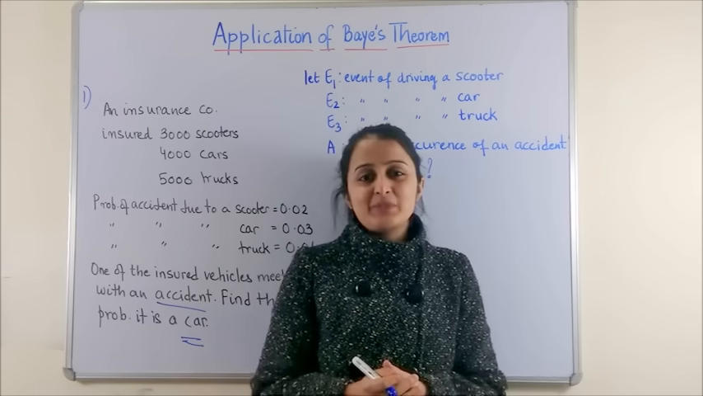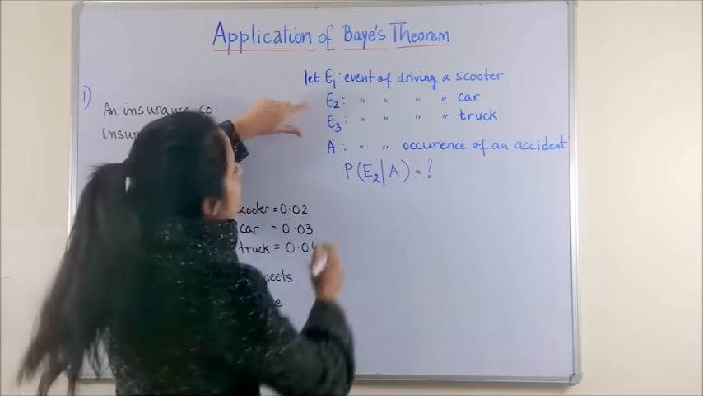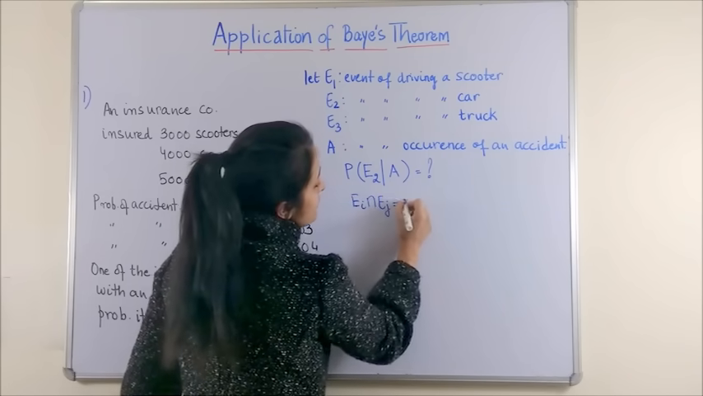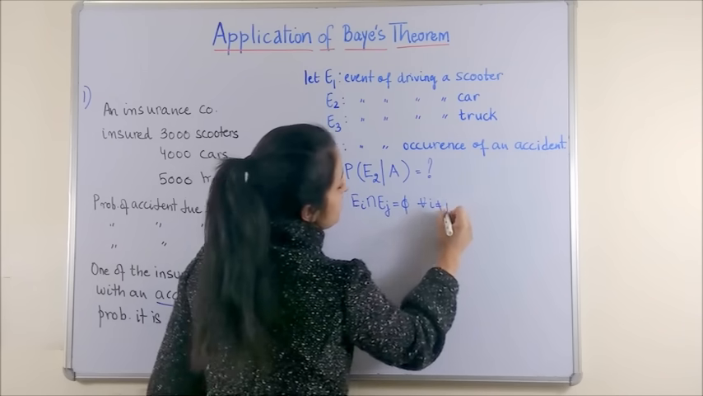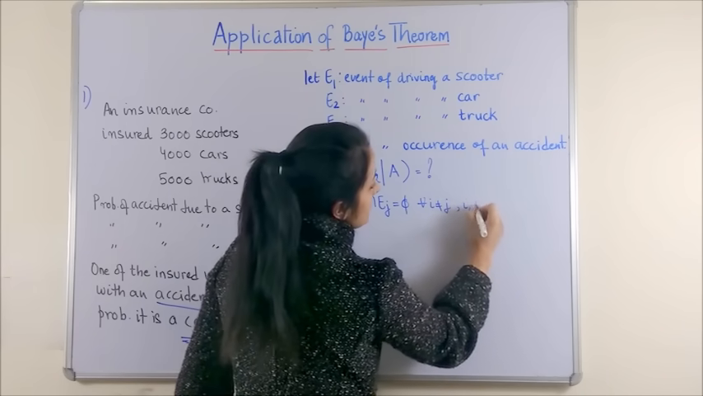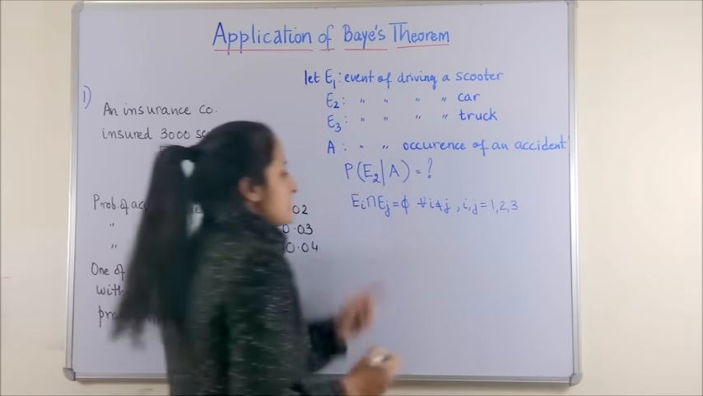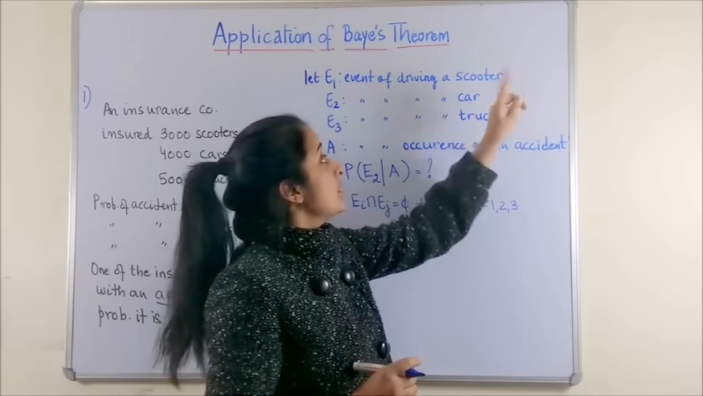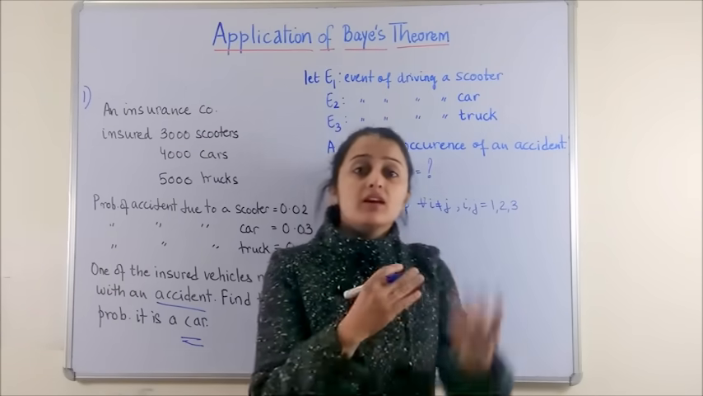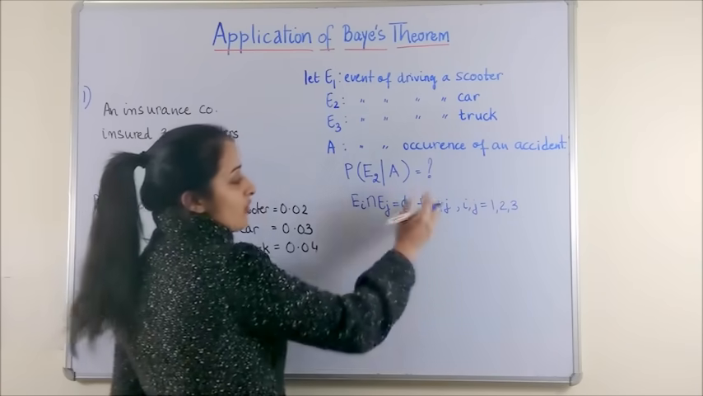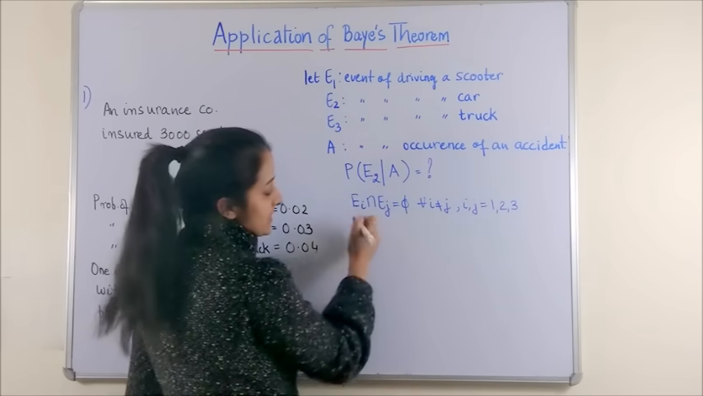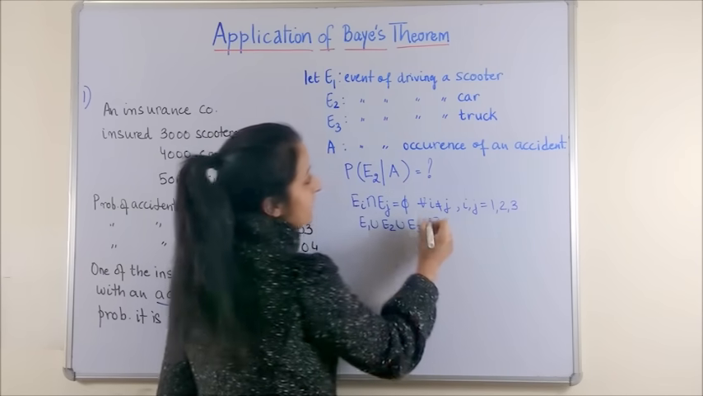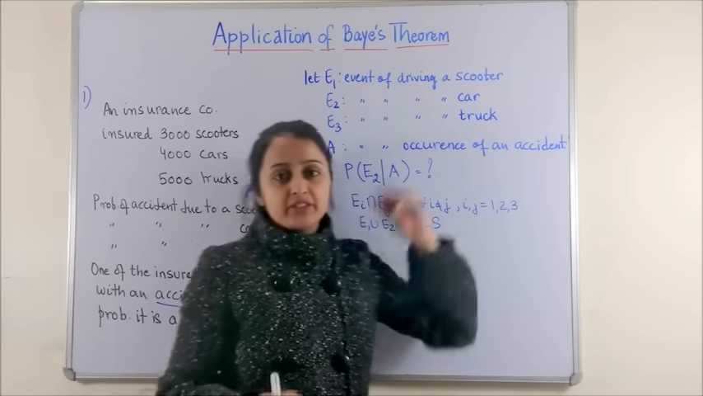Well, check out the previous part for details. So, we will say each Ei intersection Ej is going to be phi for all i not equal to j, with i and j varying from 1 to 3. This means they are mutually exclusive. E1 intersection E2 is phi. Of course, if a person is driving a scooter, he cannot be driving the car at the same time, and so on and so forth. So all such combinations will give you a null set. If I take the union of all of them, they create the entire sample space as per the question.